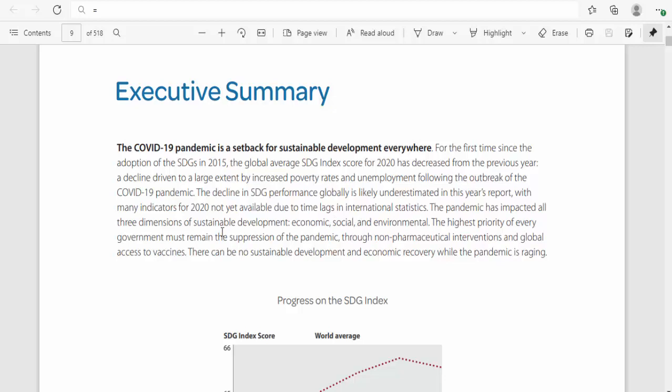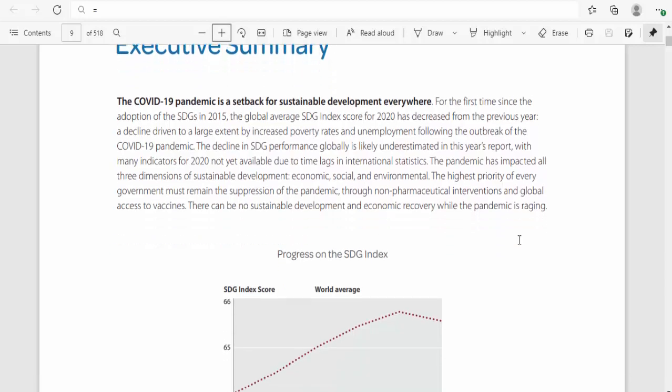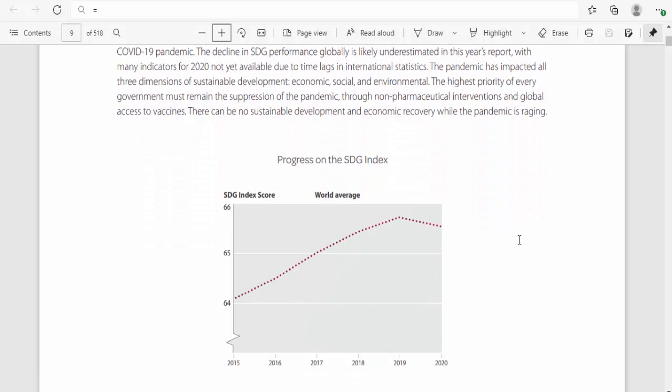The highest priority of every government must remain the suppression of the pandemic through non-pharmaceutical interventions and global access to vaccines. Okay, so in summary, what is this really telling us? Essentially, I don't know what this SDG index score is, guys, but whatever index it is, it basically gives you those indications of whether we are winning the war or we are losing.